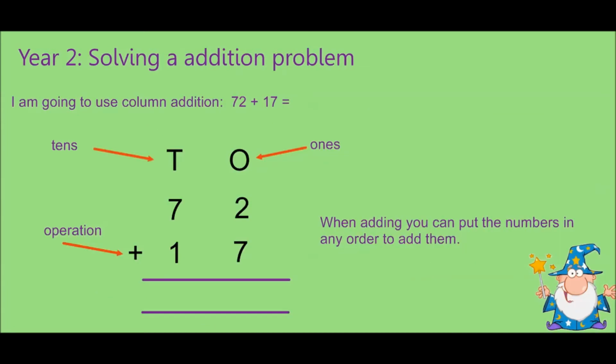This time I'm going to use column addition to solve my problem. So the setup is the same, but make sure that when you write down your operation, you're writing down that it is an addition problem, so you need the add sign. So we've got 72, add 17. Remember, when you're adding, you can put the numbers in any order to add them. I've done them in the order that's in the problem.